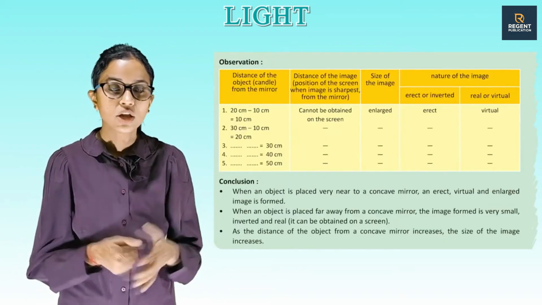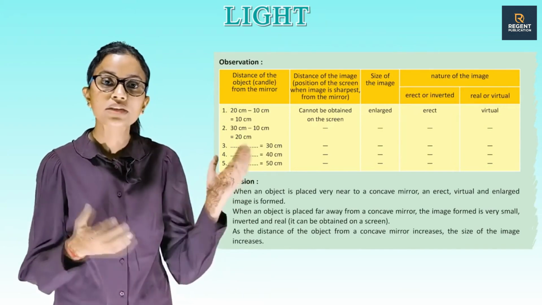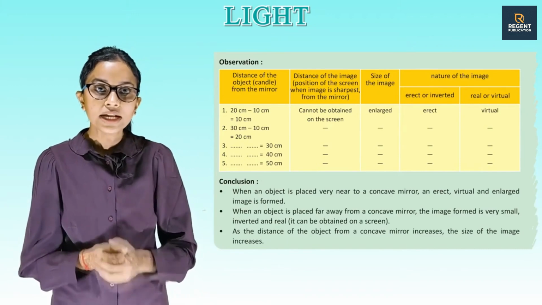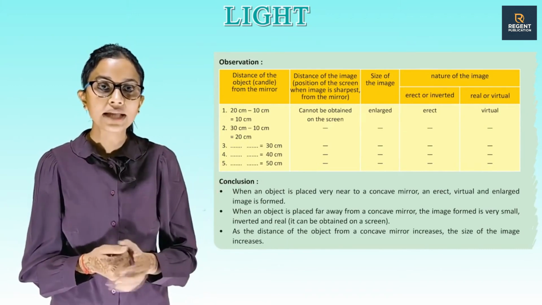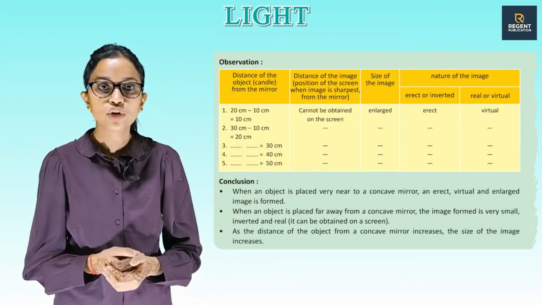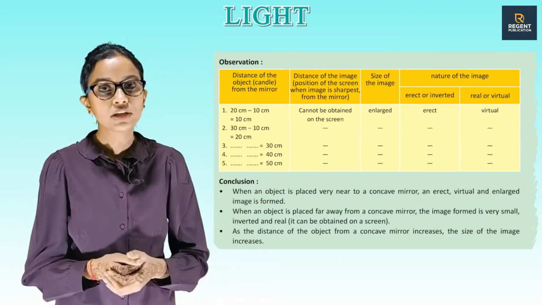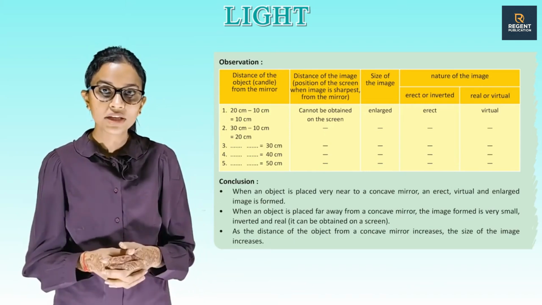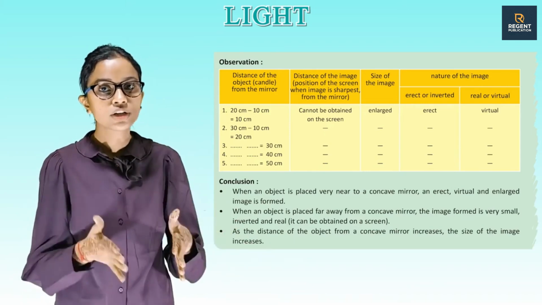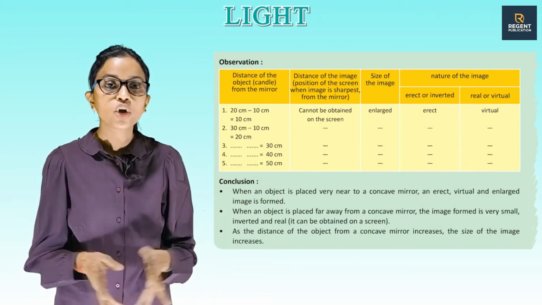Observation. Now children, see this observation. What is given in this? Distance of the object candle from the mirror. Distance of the image, the position of the screen when the image is sharpest, from the mirror. Size of the image. Nature of the image, that is, whether it is erect or inverted, real or virtual. So, conclusion.